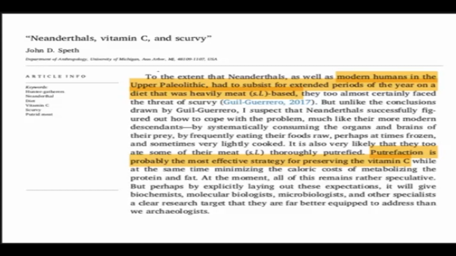And he thinks that they did this by eating raw, by eating all the organs, and one of the things that the paper is mostly suggesting is that we must have putrefied meat. The reduction in the pH allows the vitamin C to not be destroyed in the same way that it would if you just aged it. So I guess in the northern climes, they do preserve meat this way and like it quite well.